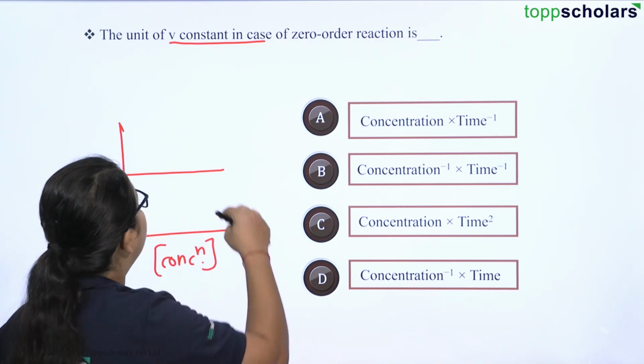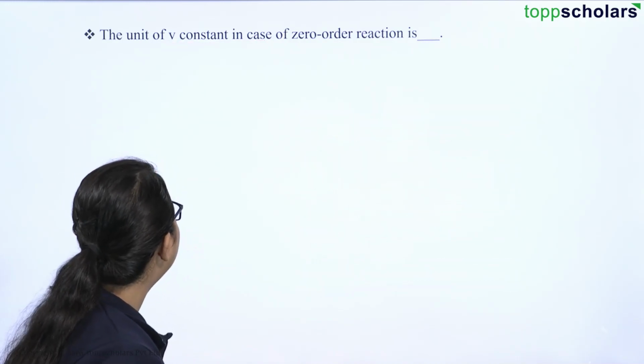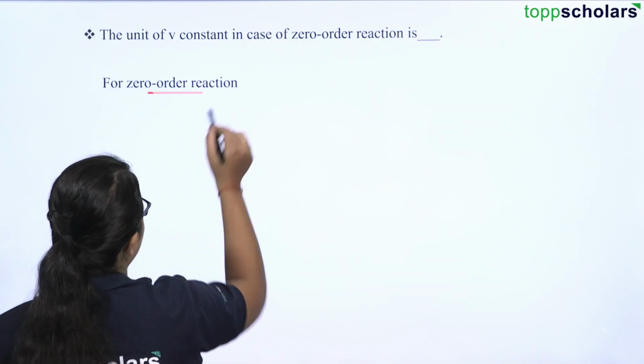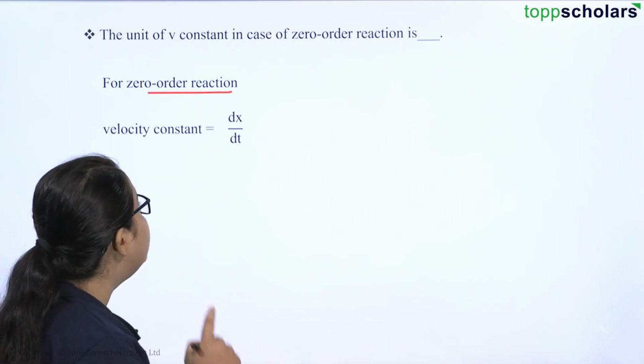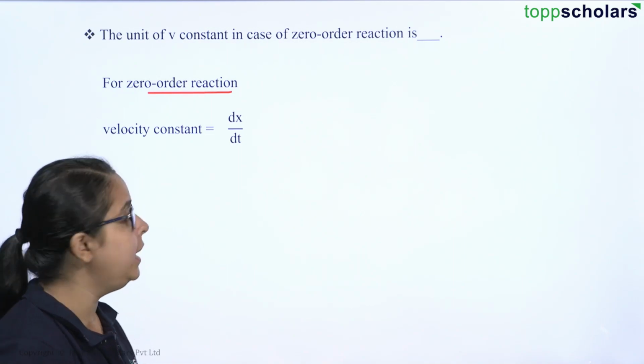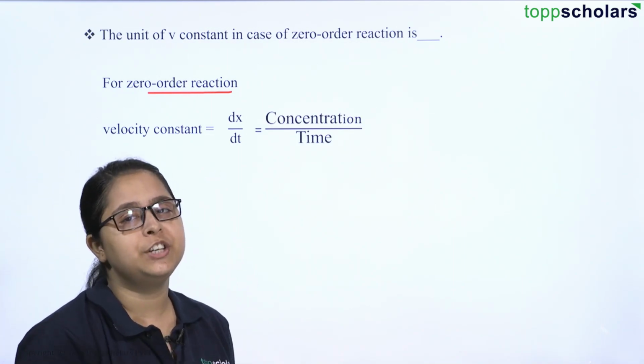Now, we need to find out what is the unit of velocity constant. Hence, let us have a look over here. For zero order reaction, we will have velocity constant which is equal to dx by dt. Okay, this is the differential form. Now, this will be equal to concentration upon time.